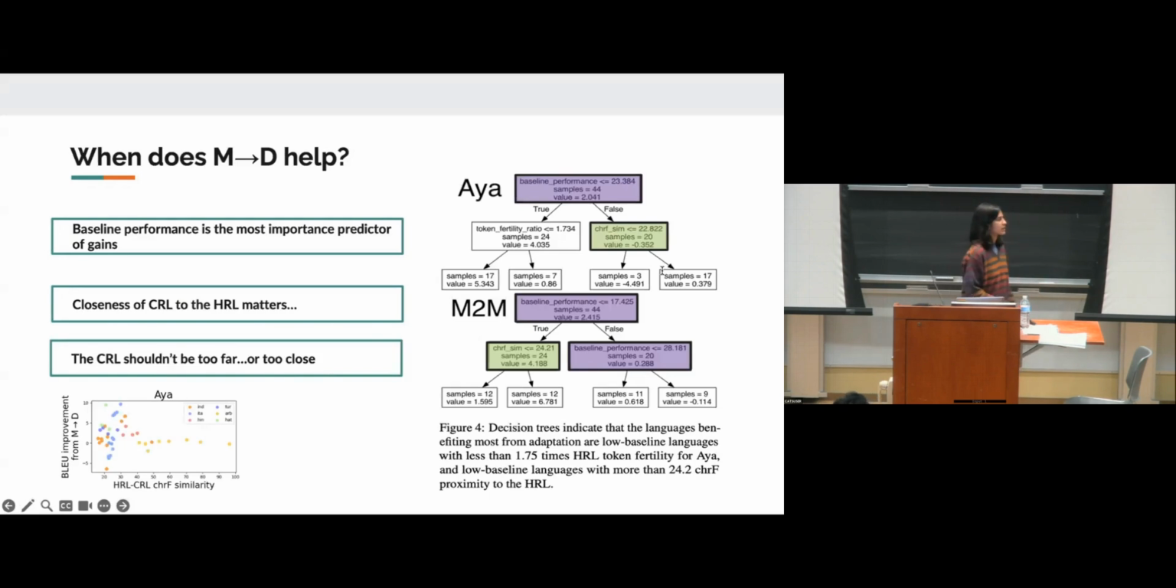And that's also not too hard to answer, right? If it's too far, then you probably have a lot of non-cognate phenomena that our method can't help with. And if it's too close, then it probably already does well to begin with. So we have this kind of curve.